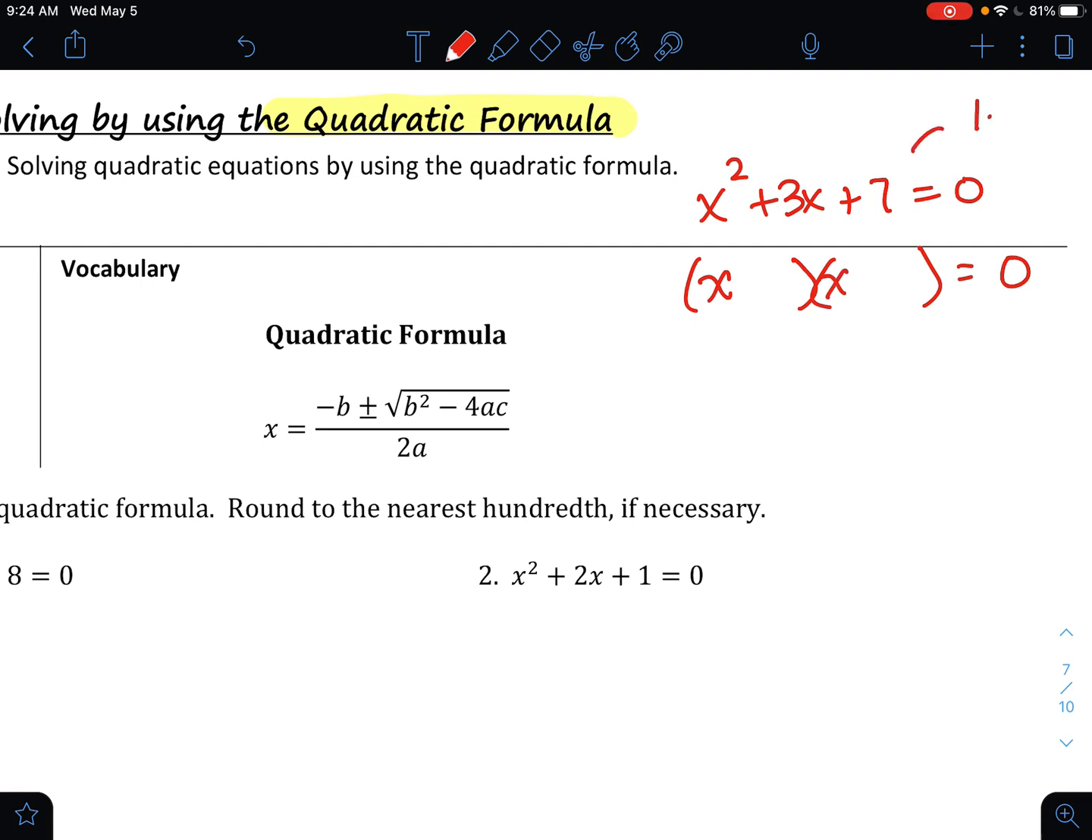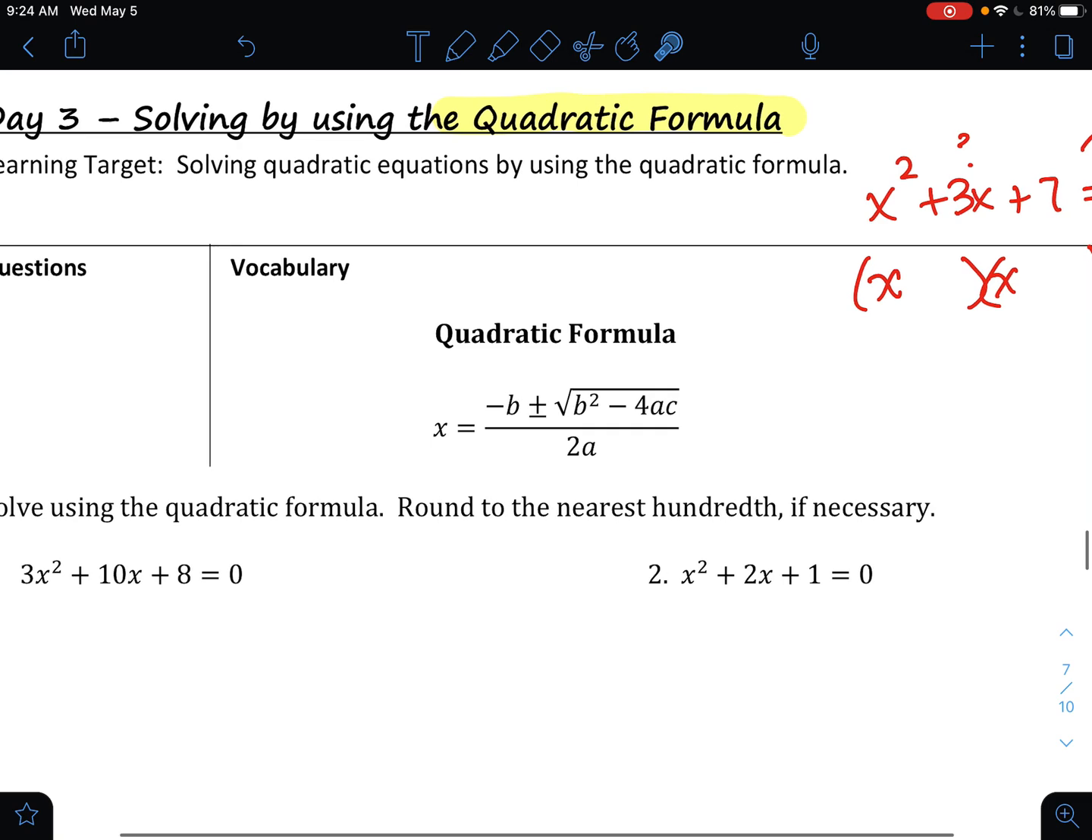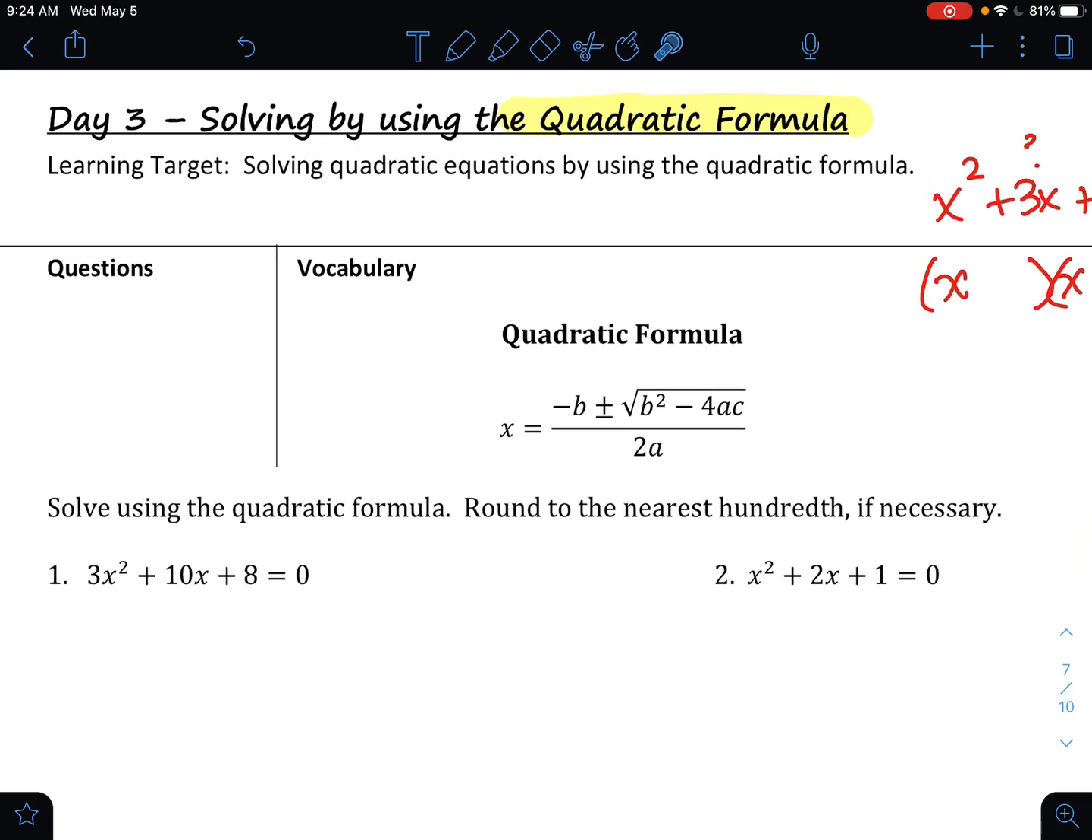Factors of 7 are 1 times 7, but notice they don't add up to 3. I'm going to get an 8 if I were to add them. So I'm unable to factor this. I also can't use the square root method because I have both an x squared term and an x. So I need another method to find out my answer. So in comes what we call the quadratic formula.